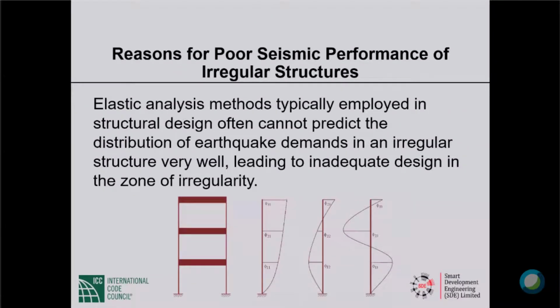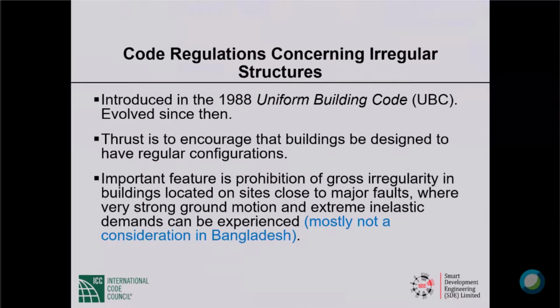So elastic analysis methods typically employed in structural design often cannot predict the distribution of earthquake demands in an irregular structure very well, leading to inadequate design in the zone of irregularity. Okay, now we come to code regulations introduced in 1988 UBC, evolved since then. The thrust, this is important, is to encourage that buildings be designed to have regular configurations. Our preference is that you stay away from irregularity, not that we design for irregularity.